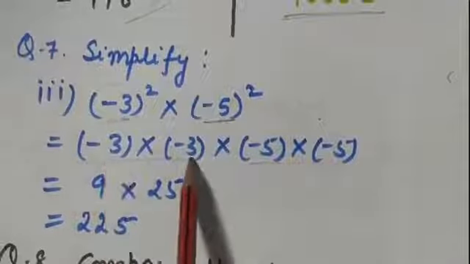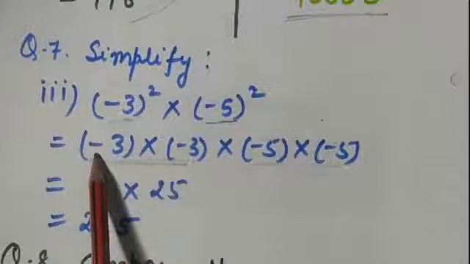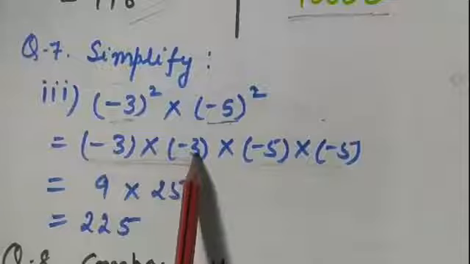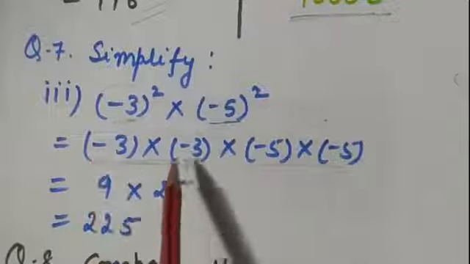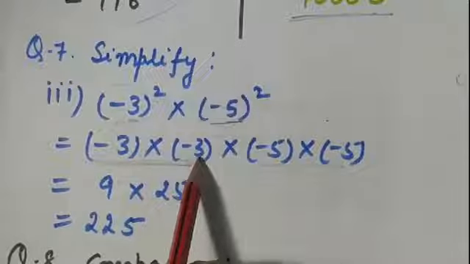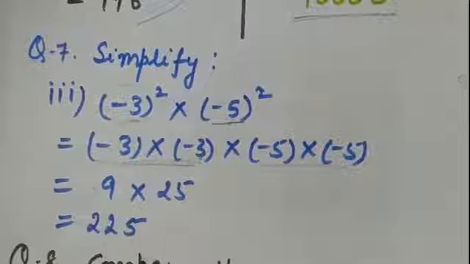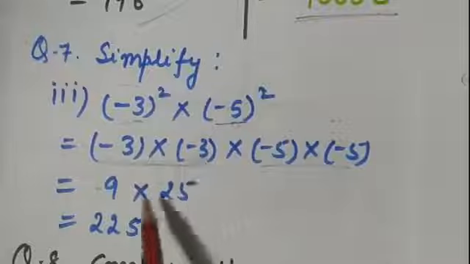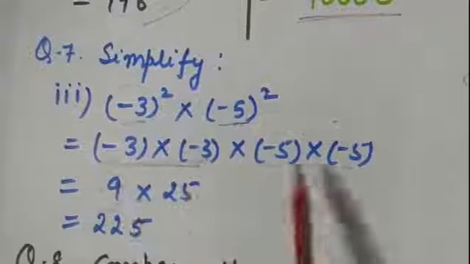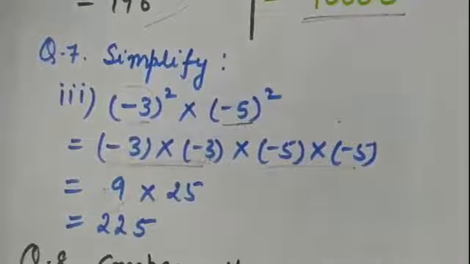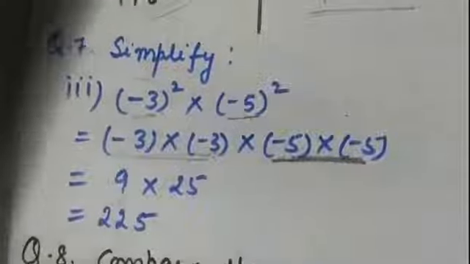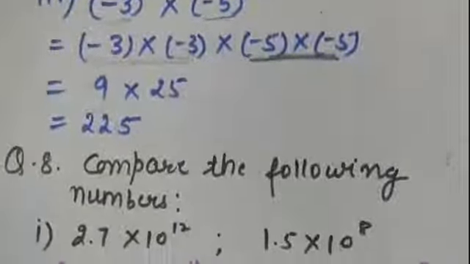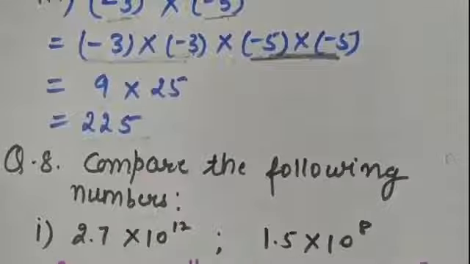Now minus 3 into minus 3. Again we are multiplying two negative integers. This we have learned in the chapter on integers. If you are multiplying an even number of negative integers, the sign will be positive. So minus 3 into minus 3 is plus 9, and minus 5 into minus 5 is plus 25, because we are multiplying two negative integers. So 9 into 25, this is 225, your answer.